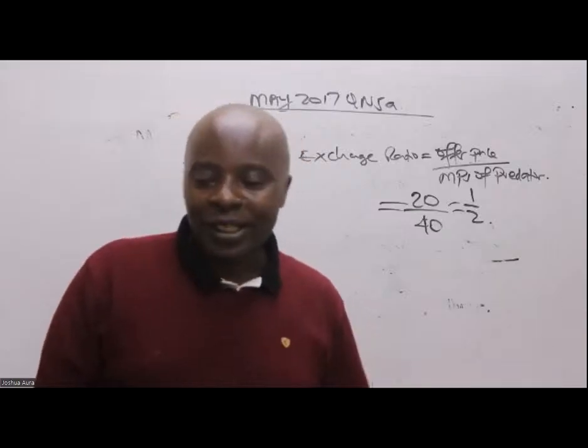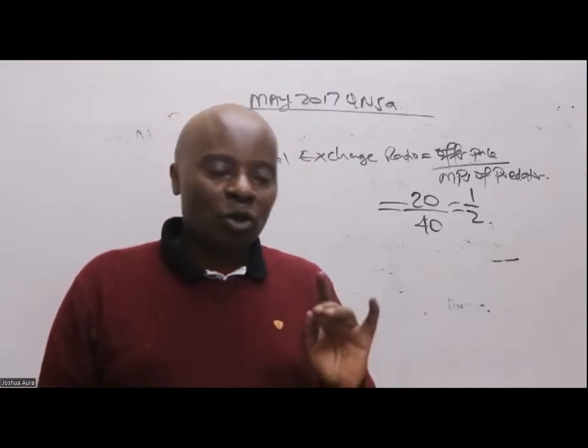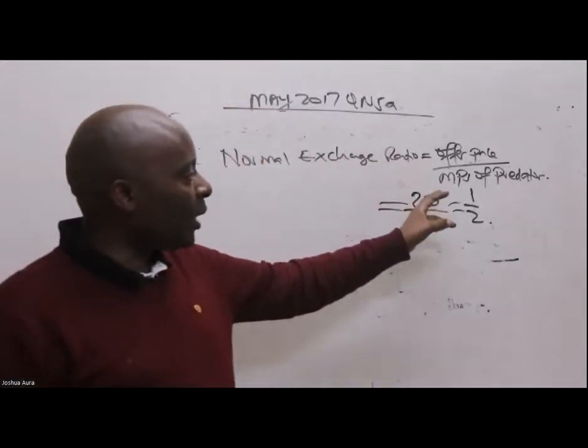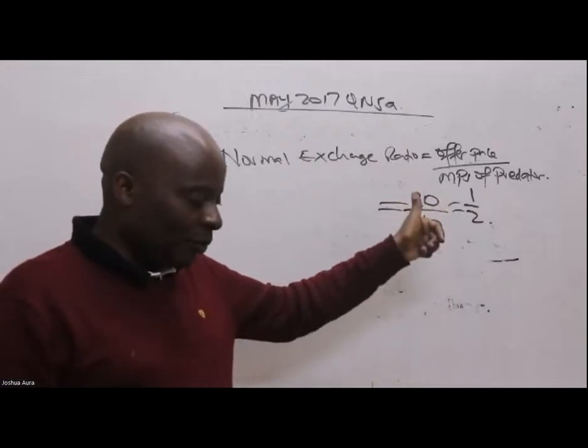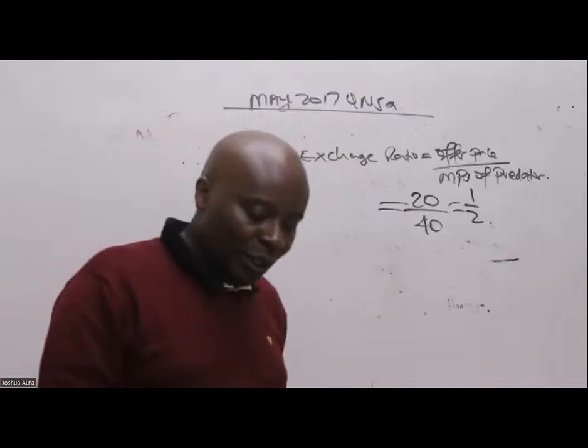You highlight with yellow. Thank you so much. And then, of course, to get this normal exchange ratio, we are taking the offer price all over EPS, not the EPS of the predator, which was able to give us a half like that. Then let's get back to business.